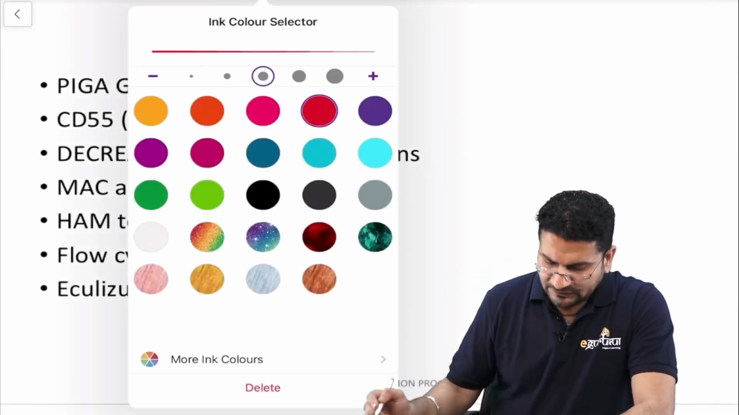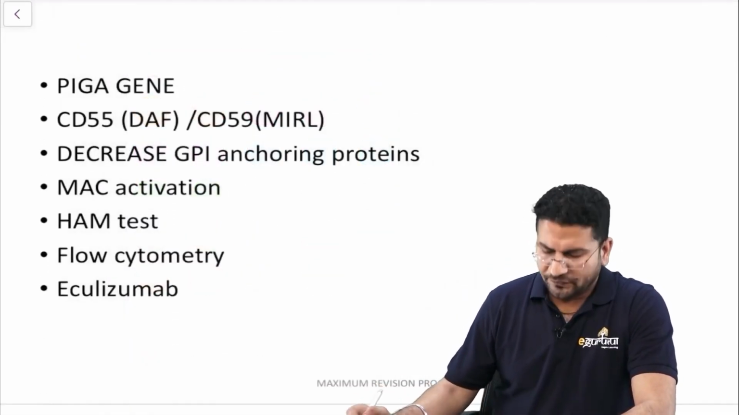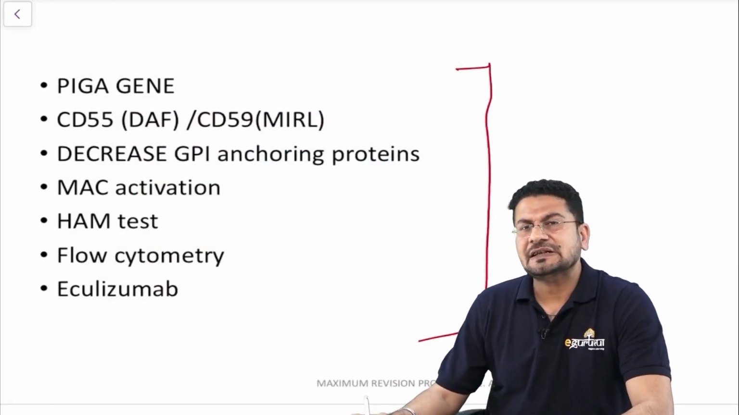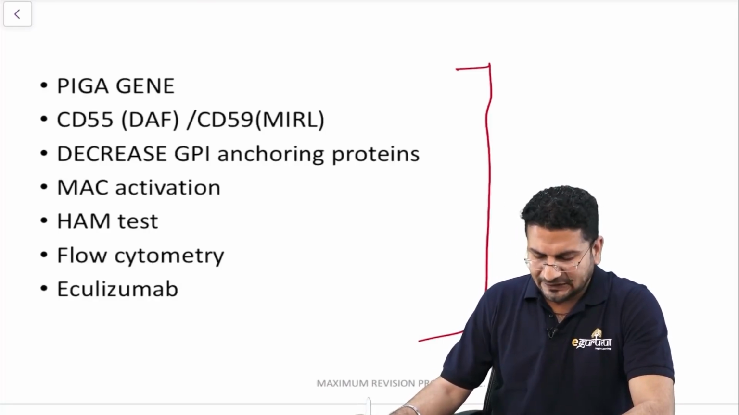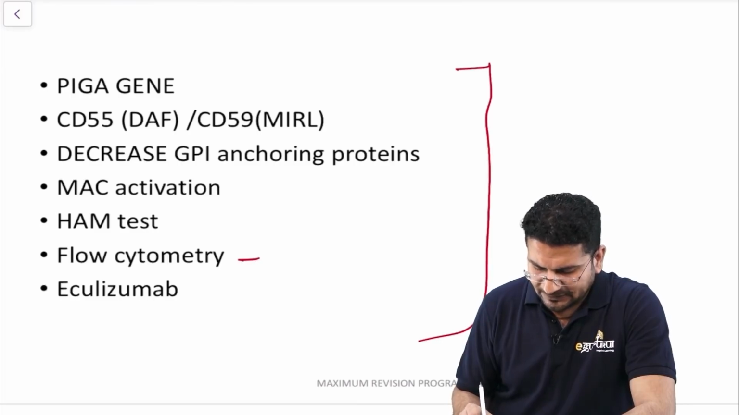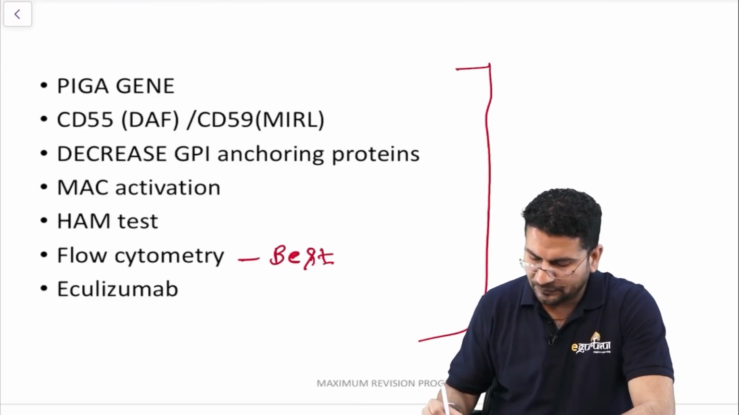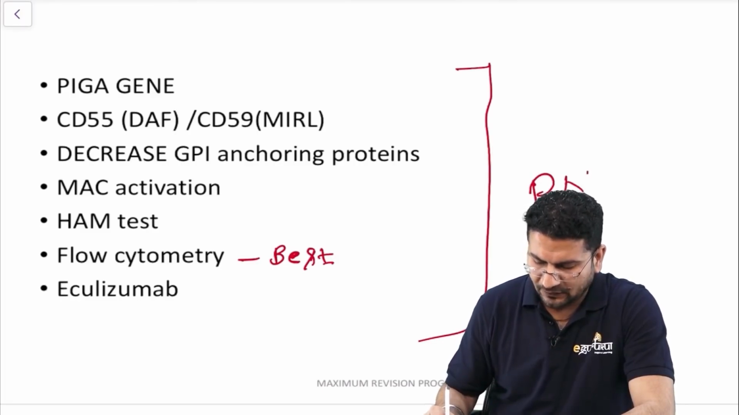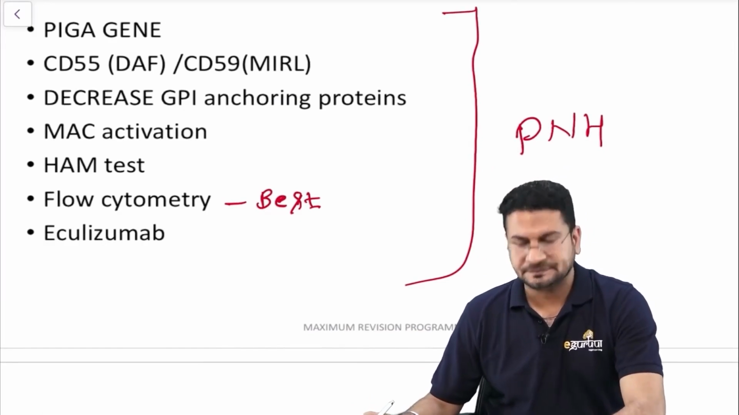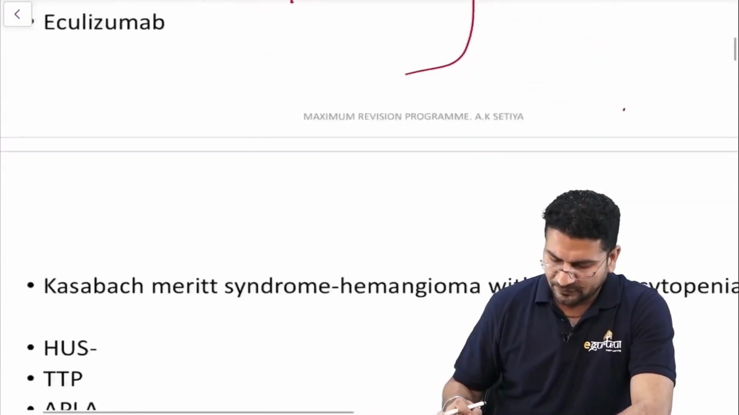PIG-A gene, CD55, CD59. CD55 will code for DAF and CD59 for MIRL. DAF is decay accelerating factor and MIRL is membrane inhibitor of reactive lysis. There is activation of MAC. The test that we do is Ham test, but the best test these days is flow cytometry, and the drug that we use is eculizumab. So these are all MCQs of paroxysmal nocturnal hemoglobinuria, PNH.